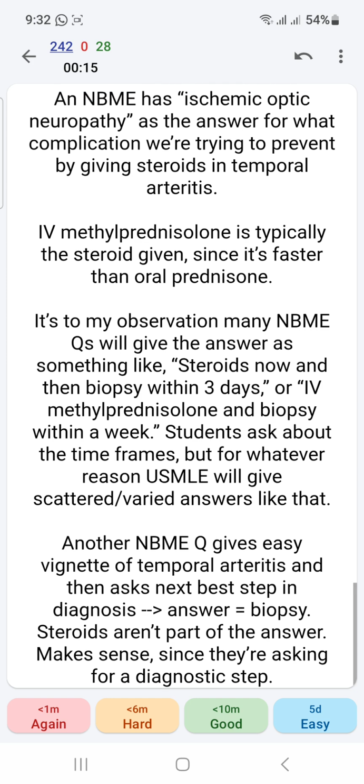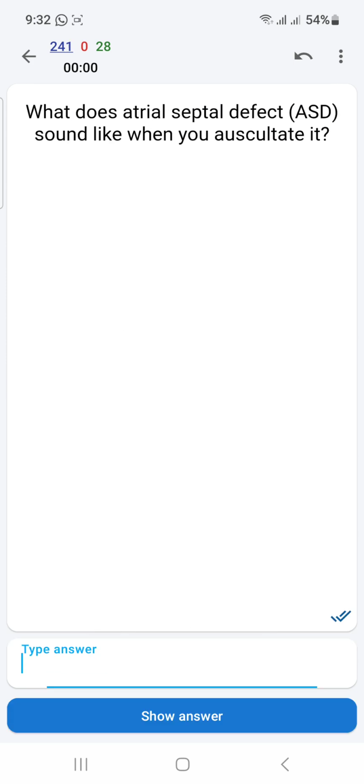Okay, biopsy or IV methylprednisolone. Easy.